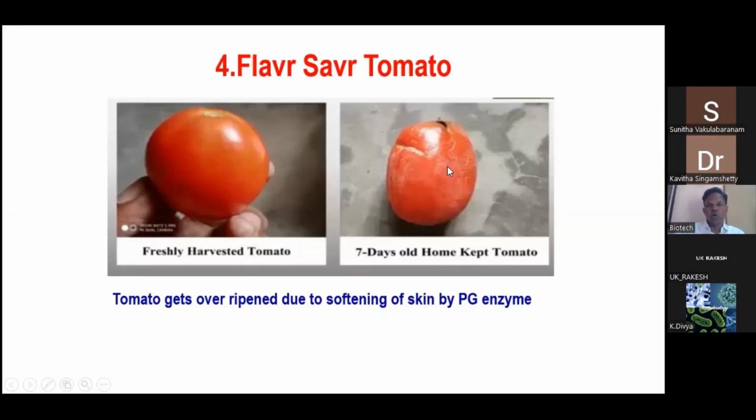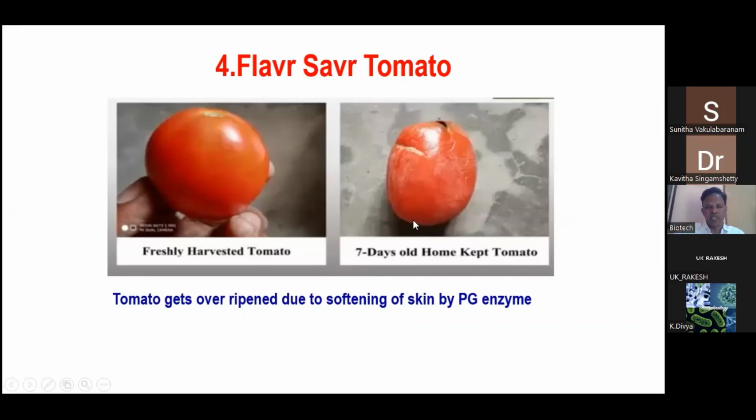So once it is over-ripened, over-ripening is due to softening of the skin of this fruit, and the softening of the skin is done because of polygalacturonase. This is a polygalacturonase enzyme, that is PG. When the polygalacturonase enzyme is produced, what happens is the skin or the outer coat of the fruit starts to soften, and once it is softened, then bacteria and fungus can easily enter the tomato, and finally it is rotten.